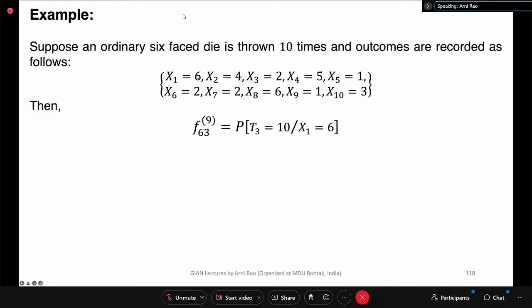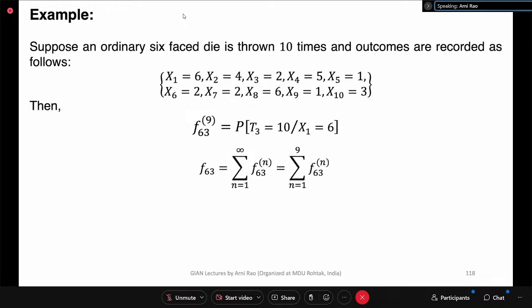State 3 never occurs. This is 6, 4, 2. These are the states, and this is the time. So the states are 6, 4, 2, 5, 1, 2, 6, 1, 3. So reaching the state 3 only occurred for the first time in time step 10. That is T3 equal to 10, x1 equal to 6. Beginning from 6, reaching state 3 occurs in the 10th time step, that is a 10.